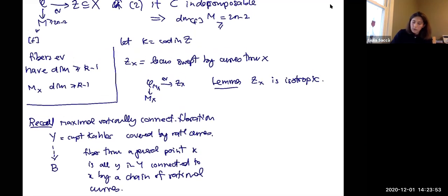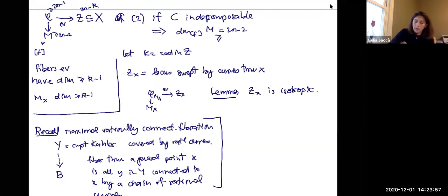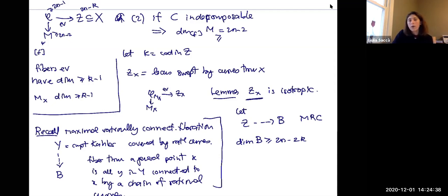Okay, and so now we want to apply this to the locus Z, and so let Z to B be this MRC fibration. Because the fibers are spanned by rational curves, you see that the dimension of B is greater or equal to 2n minus 2k. And because all the points in Zx are connected by rational curves through x, and x is a general point, we see that the dimension of Zx, which has to be generically in those fibers, will be less or equal to k.